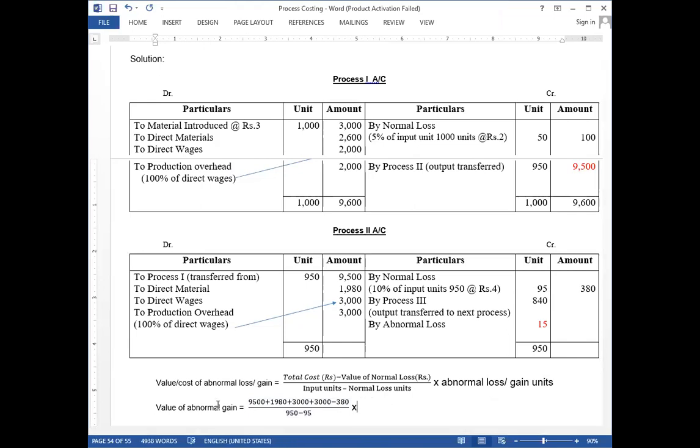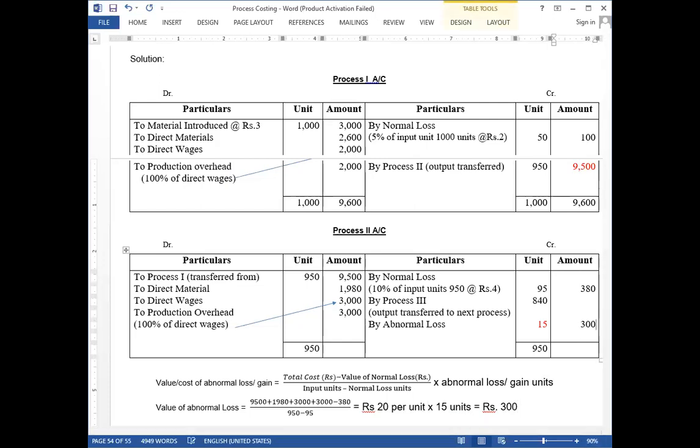Then multiply by the abnormal loss units. So here it is abnormal loss. How much is it coming to? Abnormal loss units are 15 units. So if you calculate like this, it comes to rupees 20 per unit, and multiplied by 15 units of abnormal loss, it equals rupees 300. So I'm going to write the amount 300 in the amount column.